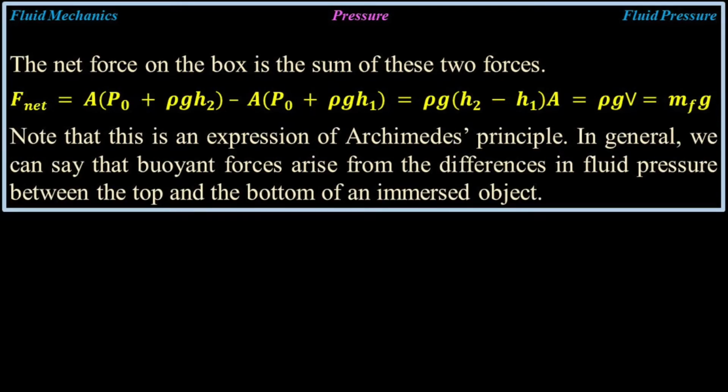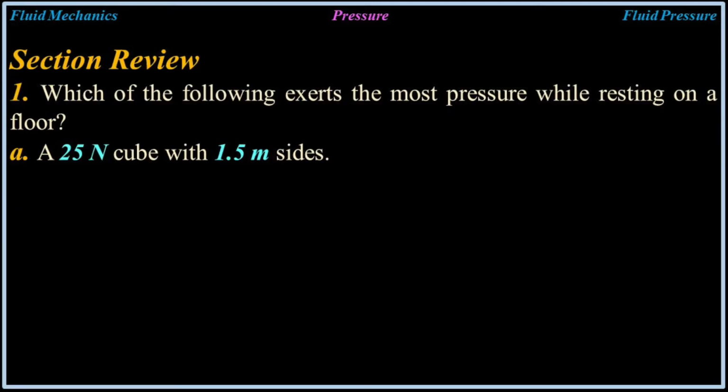The net force on the box is the sum of these two forces. So ultimately, F net will equal rho g V, which equals m f g. Note that this is an expression of Archimedes' principle. In general, we can say that buoyant forces arise from the differences in fluid pressure between the top and the bottom of an immersed object.